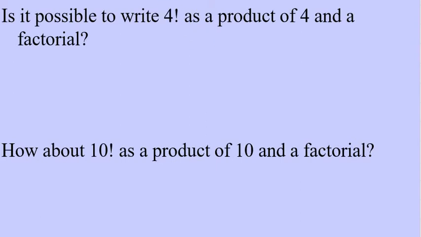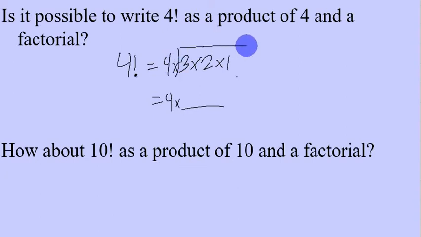Now, 4 factorial, as we know, is equal to 4 times 3 times 2 times 1. So this is saying that I can write 4 factorial as 4 times a factorial notation. What I have, if I'm going to separate 4, is 3 times 2 times 1. And based on the definition of factorial, this is actually 3 factorial. So I can say that 4 factorial is also equal to 4 times 3 factorial.